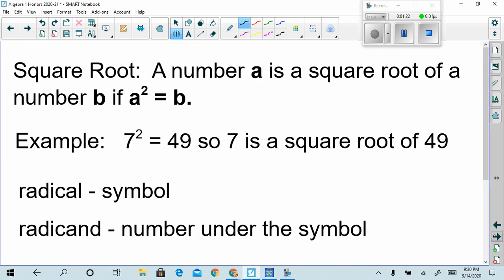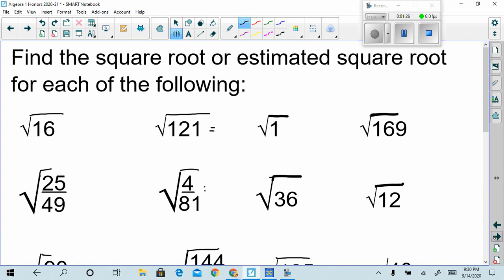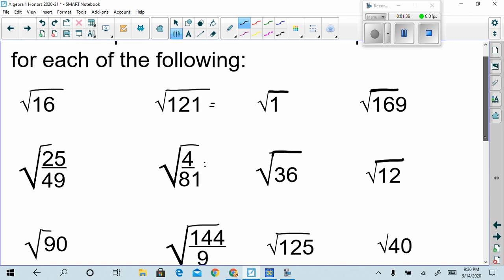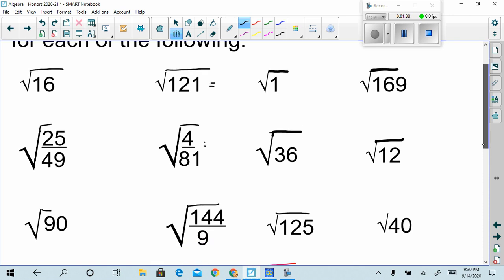This just repeats the same thing from the last slide, as a reinforcement. We can quickly look at finding the square root or estimating square roots of each of the following. So this will be on the board for us to do today. Again, we'll look at a variety of these and how they can be simplified or estimated.